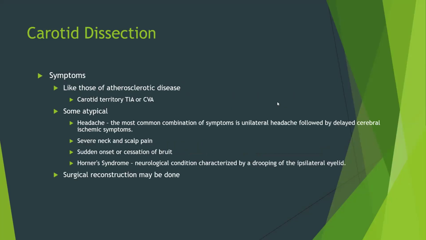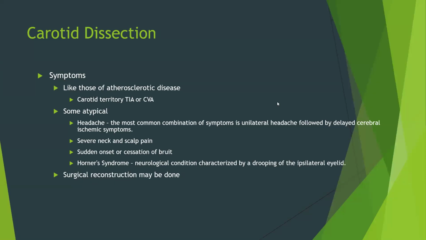So it's important to know with a carotid dissection, what is the true lumen and what is the false lumen. So making sure we're using our waveform analysis, putting our spectral on both sides of that dissection itself, and seeing where the normal flow is. So like atherosclerotic disease, this can cause TIAs or CVAs. Some are atypical though, so you can get a headache, some combination of symptoms, unilateral headache followed by delayed cerebral ischemic symptoms. You can get severe neck and scalp pain, sudden onset of tinnitus or bruit, or Horner syndrome.